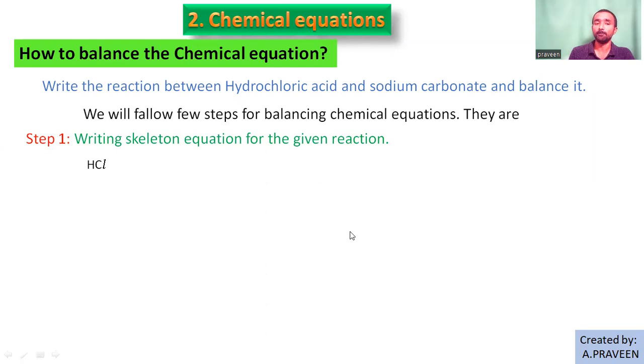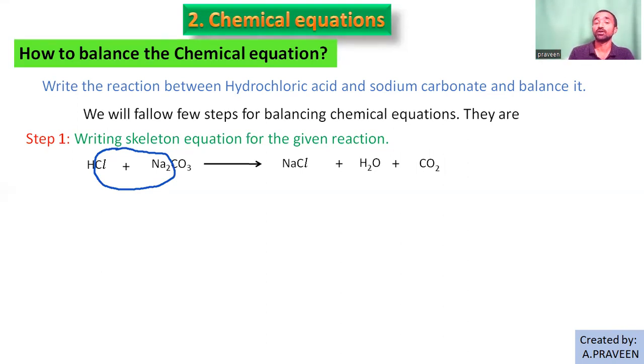Then HCl plus Na2CO3 gives what? Can anybody expect the products? Simple, you can just make a combination of these atoms. Na and Cl combination gives the product NaCl. Then CO3 and H can react and give H2O and carbon dioxide. So these are the products. The reaction is now written as an equation.